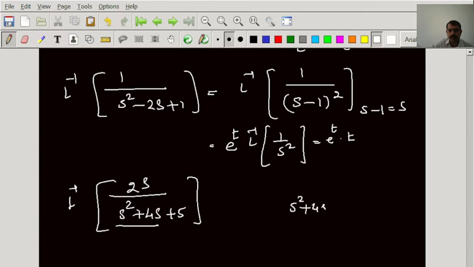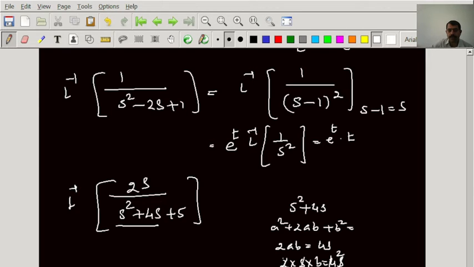s square plus 4s is nothing but a square plus 2 times a into b. So this is the form of 2 into a into b, where a is s here. 2ab is 4s, a is s, so 2 into s into b equals 4s. Yes, we can cancel, and dividing 4 by 2 we get 2. So b becomes 2, so plus b square.